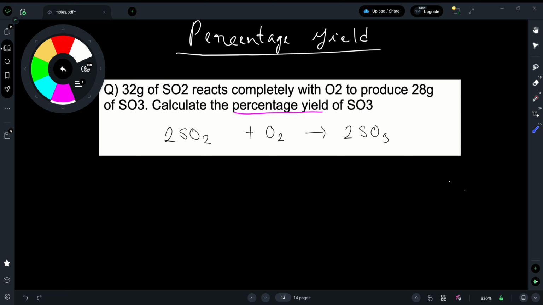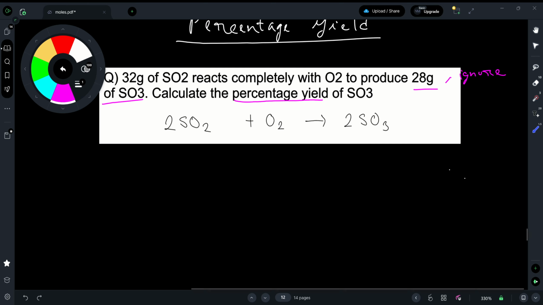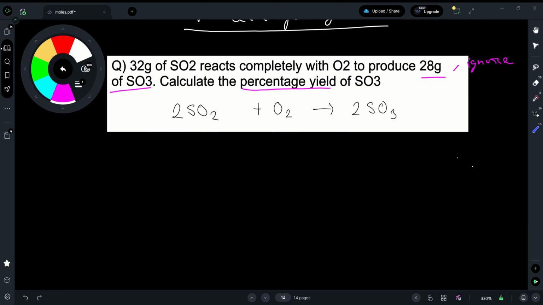So you're always going to be given the mass of a product. So here you've been given the mass is 28 grams of SO3, and initially we're going to ignore this. We've been given the mass of SO2, the reactant. So we're going to perform stoichiometry and find out the mass of this, even though we've been given it, find this mass by ourselves. So we have SO2.